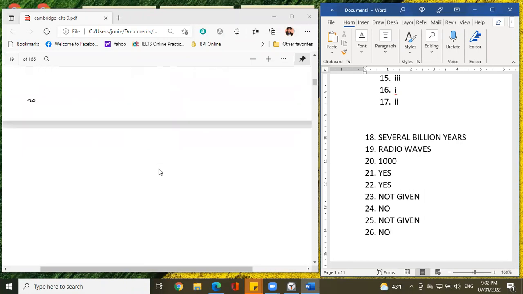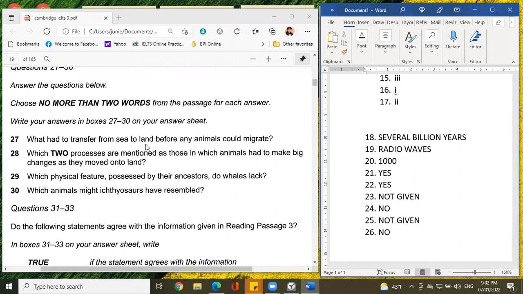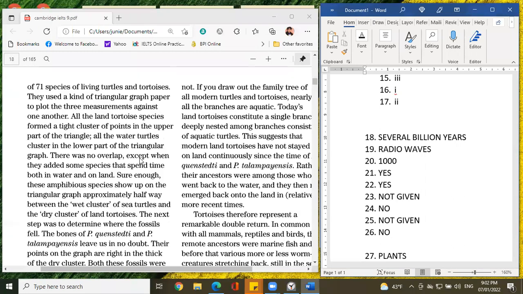Plants, yarn, plants. Which two processes are mentioned as those in which animals had to make big changes as they moved onto land?